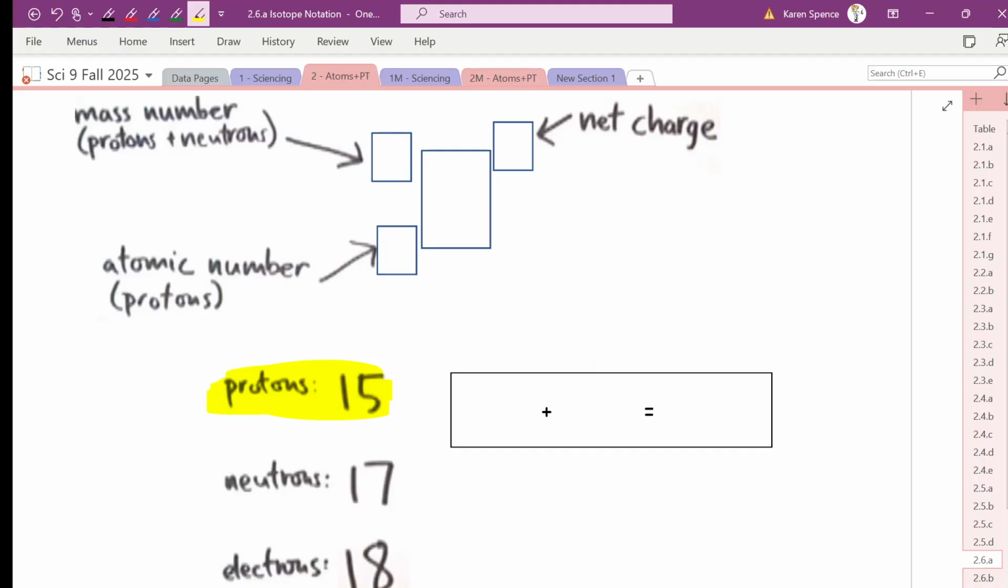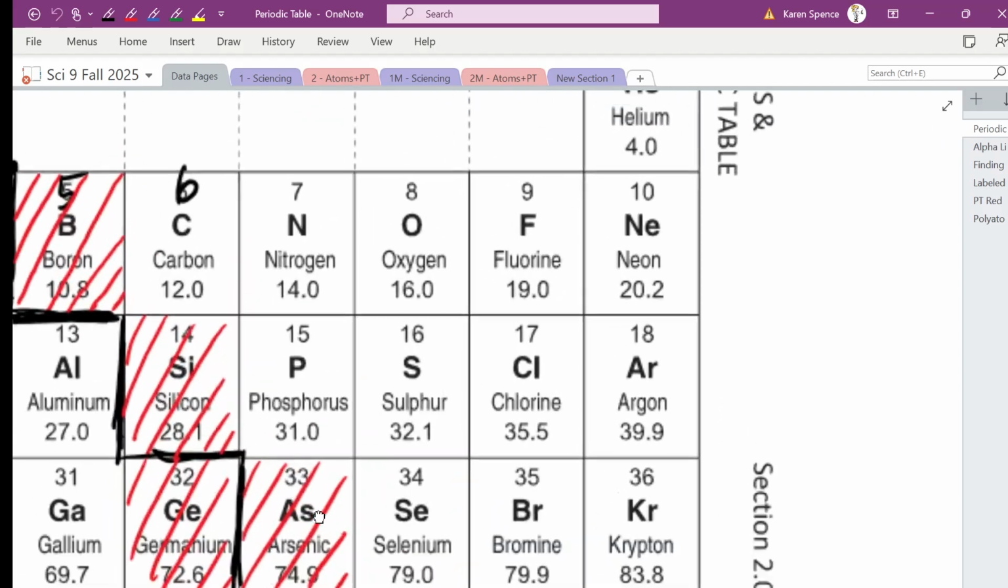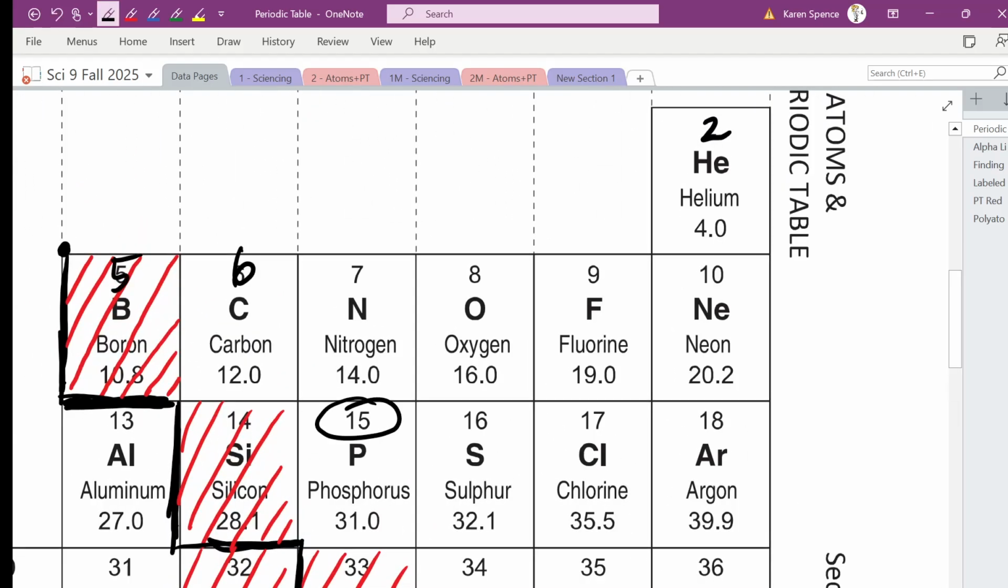All right. Sophia, where does the number 15 go? Yeah, it goes right down here. That is our atomic number, the protons. It goes at the bottom. What element is that? What symbol are we going to have in this big box here? Zoe? P. We're going to have P for phosphorus, because if we look on our periodic table, atomic number 15 is phosphorus.